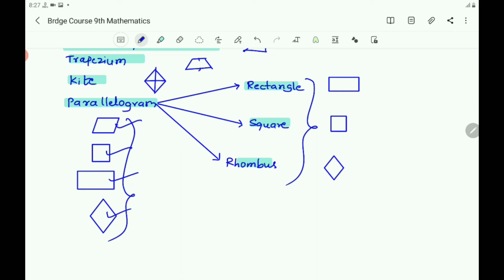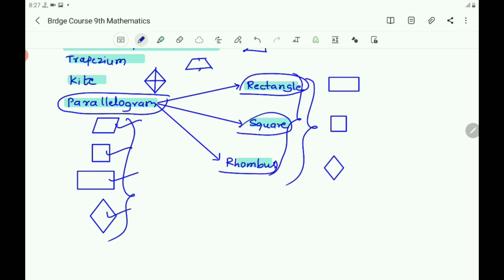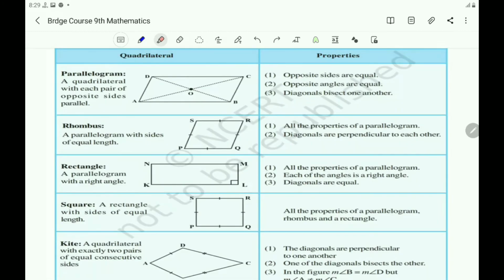And these are having special properties. All these rectangle, square and rhombus are having the properties of parallelogram. They are having some common properties, the properties of parallelogram. In addition, they are having their own special properties. So, let us summarize the common properties and special properties also. Now, let us summarize the properties of different types of quadrilateral.